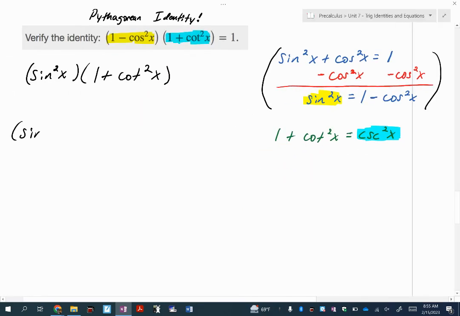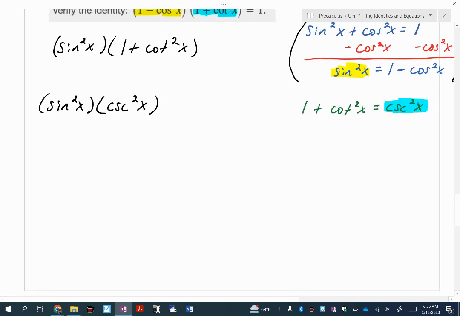So copy down the sine squared. And this is going to become cosecant squared x, right? Now, again, I want this to be 1. So I'm not there yet. So that was my second step. But I notice I have cosecant. Yeah, I know it says cosecant squared. But cosecant is the reciprocal of sine. So I'm going to copy down sine squared. But I'm going to rewrite cosecant squared as 1 over sine squared x.